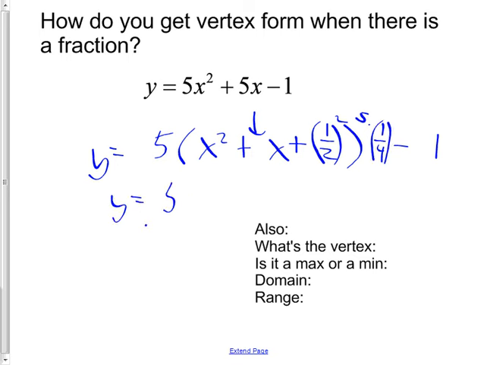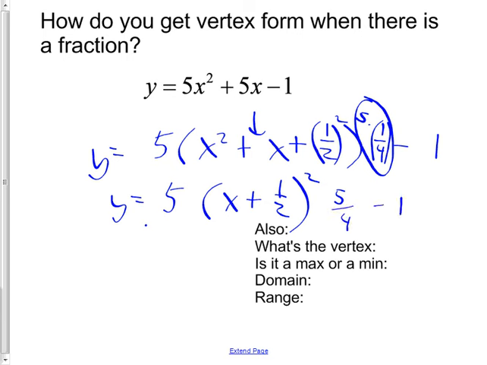Final answer, 5 times x plus a half. That's why it's actually good to say 1/2 squared instead of 1/4, because then it reminds you that this is actually a half. And then 5 times the 4th is 5/4 minus 1. Don't be afraid of these now. What's the 1 really in fourths? How many fourths is that? 4/4. Right? 4/4, same thing as 1, right? So now 5/4 minus 4/4 is just 1/4.